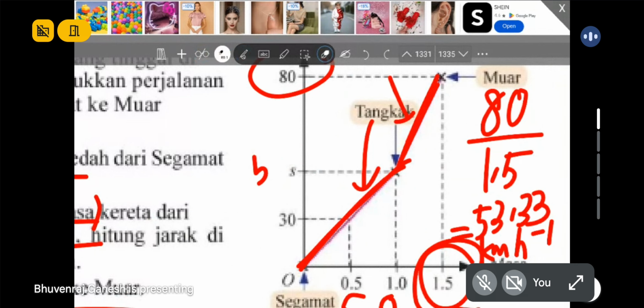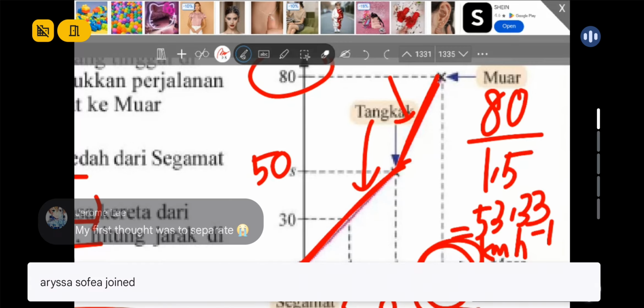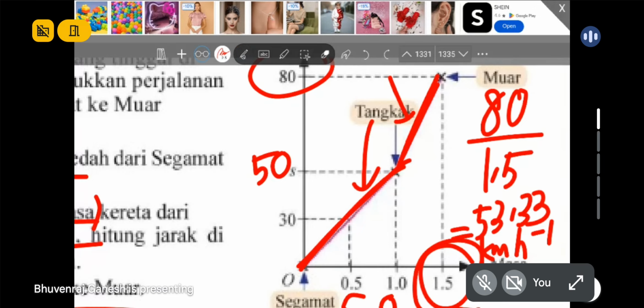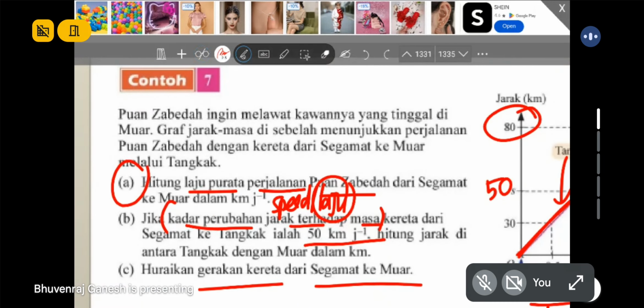Tak perlu bagi tahu laju secara berasingan. Tak perlu cakap macam, okay, dari Segamat ke Tangkak, laju ni seberapa, Tangkak ke Muar, laju ni seberapa. Jangan. No need to separate. One shot. You tell the average. That's why the question asks you to find the average in part A.